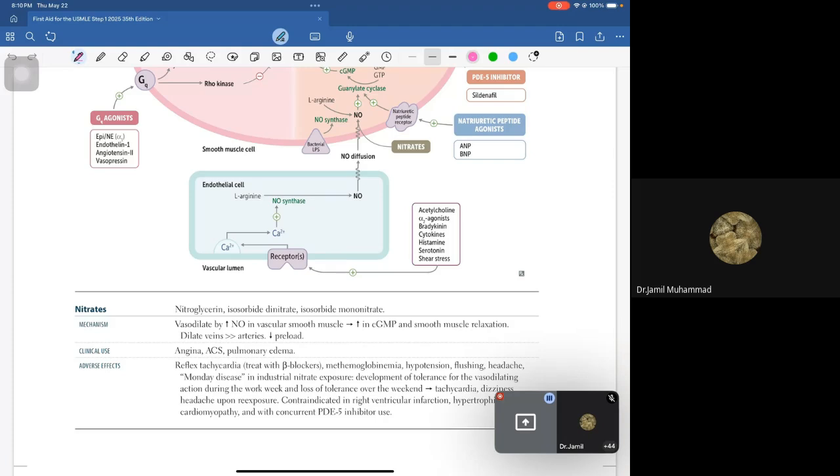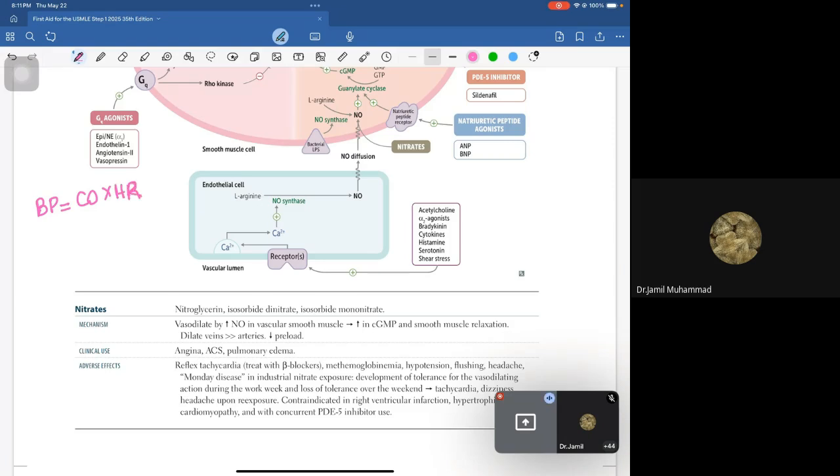So what is the first side effect that is gonna occur when you are giving the patient nitrates? The most important side effect is reflex tachycardia. So what is reflex tachycardia? This is a very important concept that you guys need to know, right? Our blood pressure is made up of two things: one is the cardiac output and the other is the heart rate.